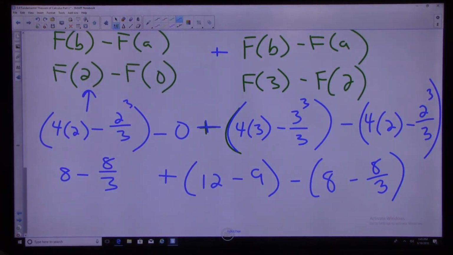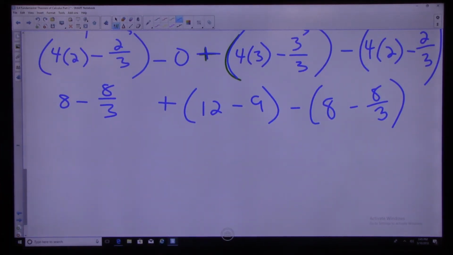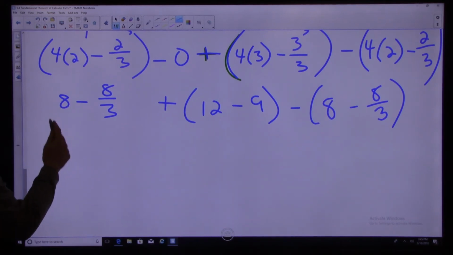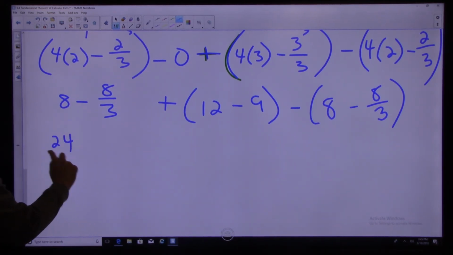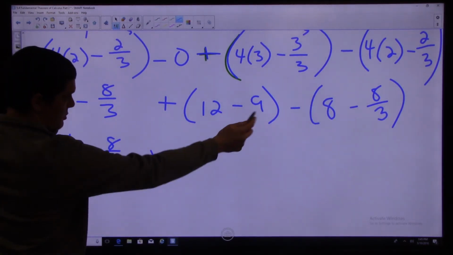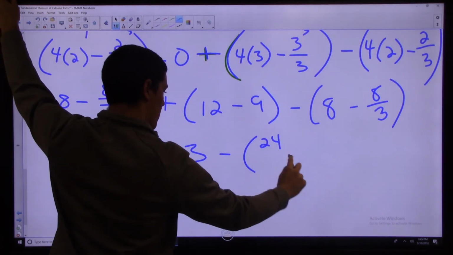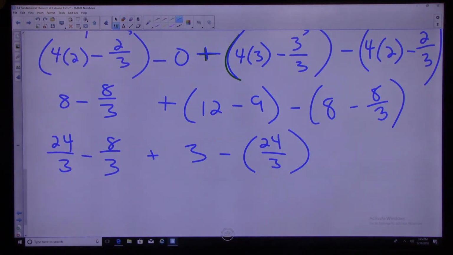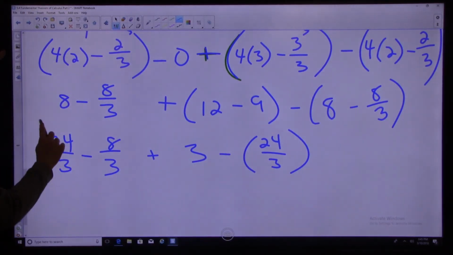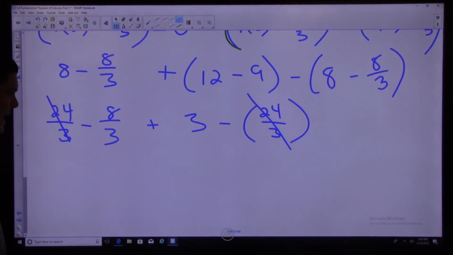All right, so let's keep it rolling. Just keep simplifying, guys. 8 is the same thing as 24 thirds. I'll go ahead and subtract those. That's 3, and then minus 24 thirds. Why don't we do this? Hey, 24 thirds over here, negative 24 thirds over there. How about we cancel those? 3 is the same thing as, son of a gun.